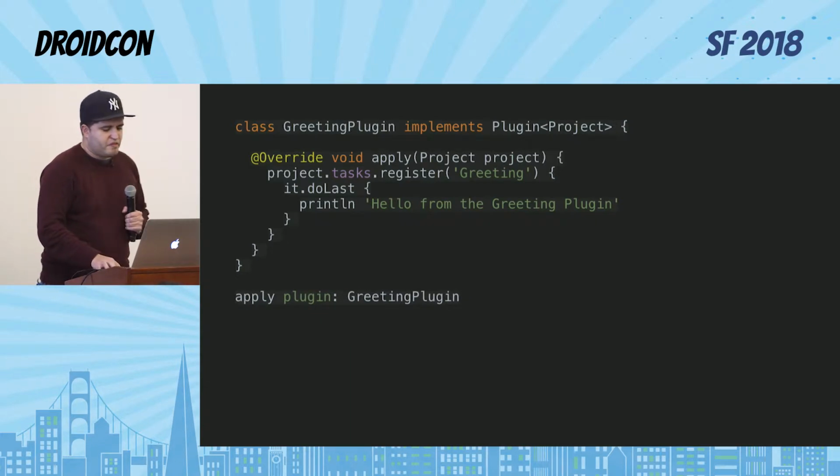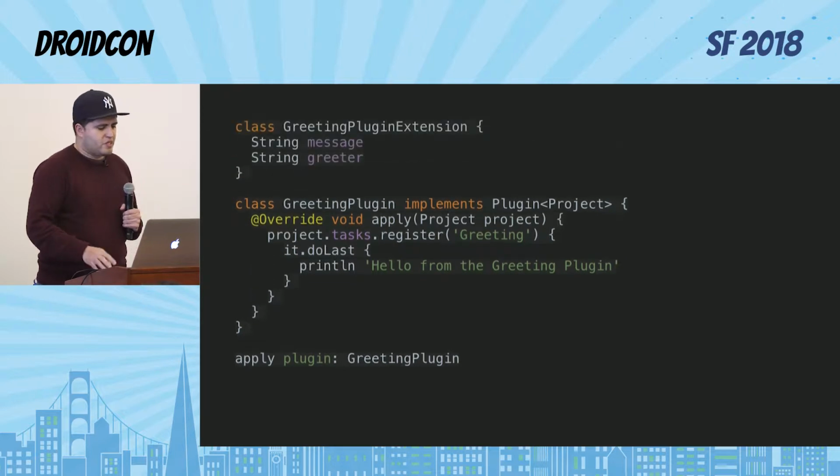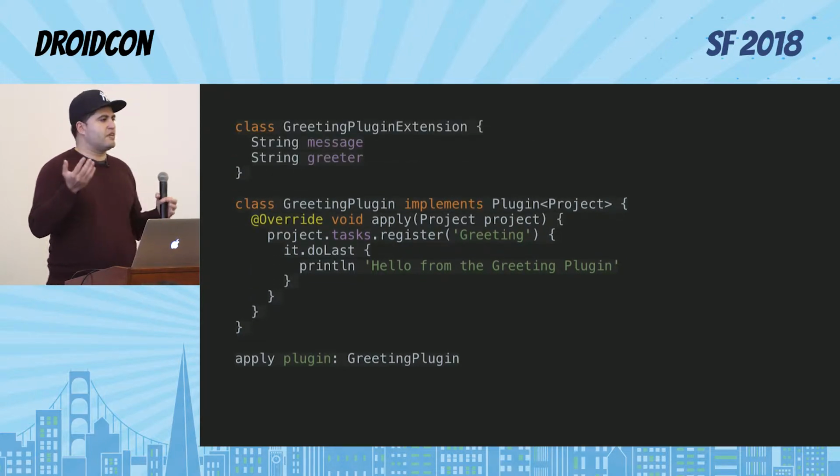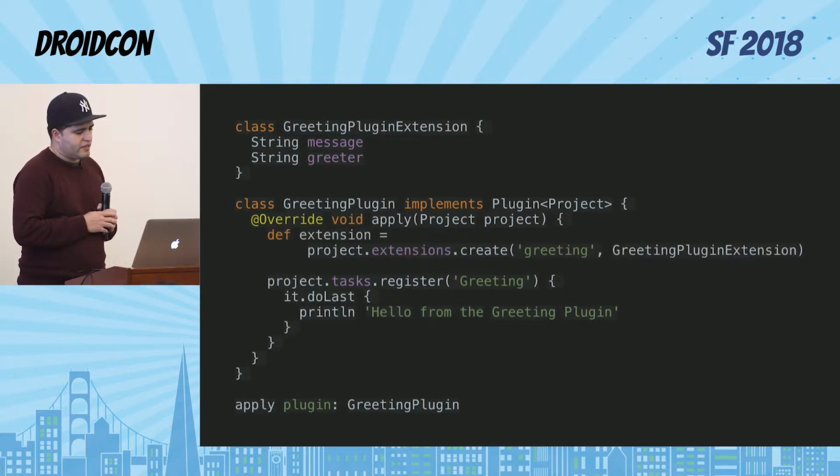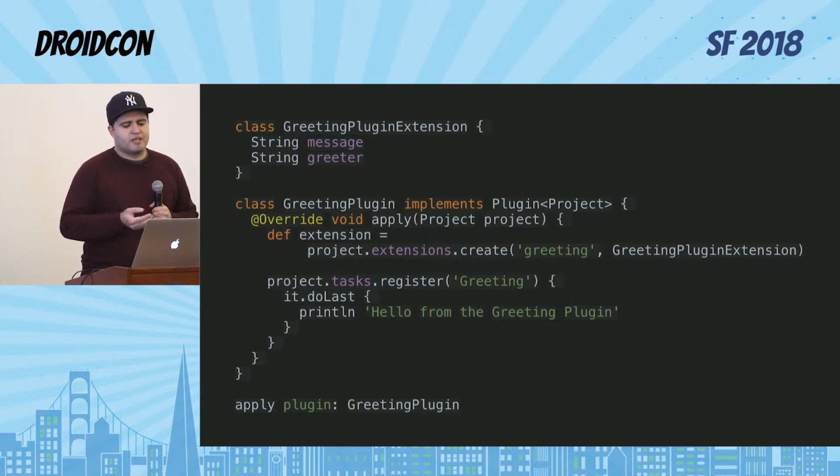Most plugins need some configuration from the build script. One method for doing this is using an extension object. Just think of it as a POJO. After defining that extension object, you register it to a namespace. That looks something like this. So now we can read customized input from the extension.